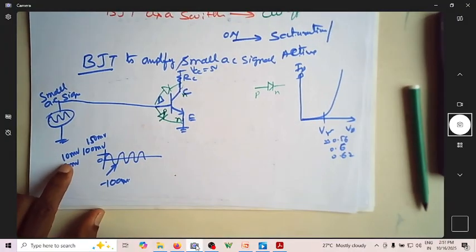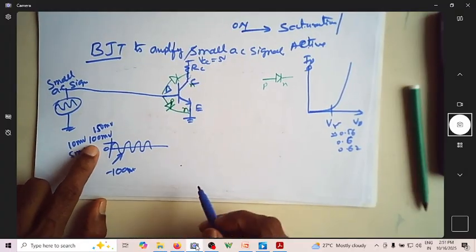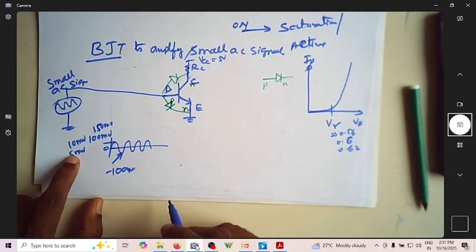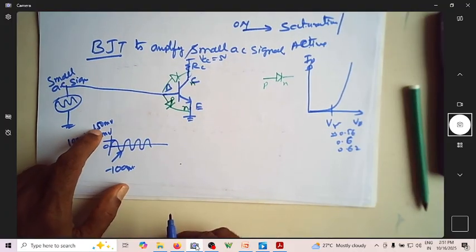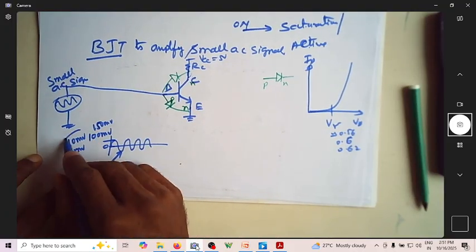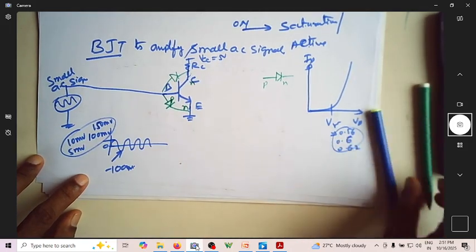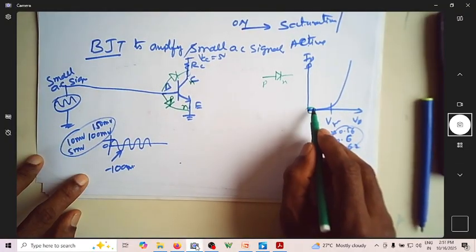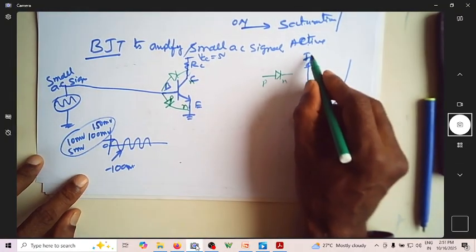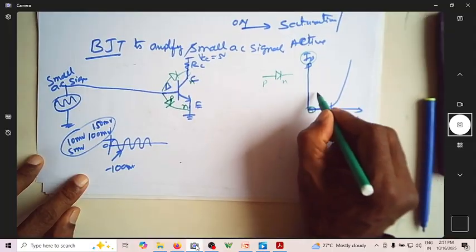Suppose the voltage is 10 millivolt, 100 millivolt which is 0.1, 5 millivolt is 0.05, 50 is 0.05. You can see all these voltages are far less than this, meaning you are operating somewhere here. When you are operating somewhere here, what is this ID? The ID is 0.